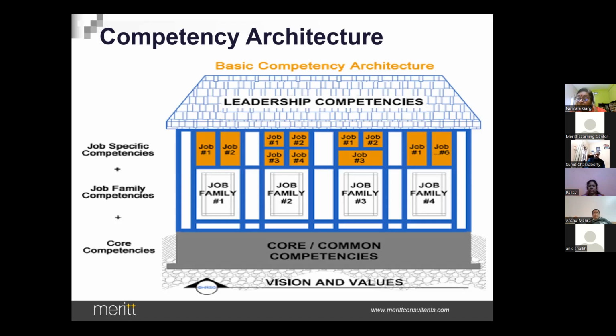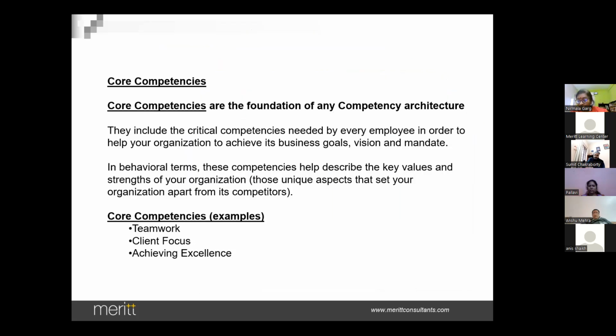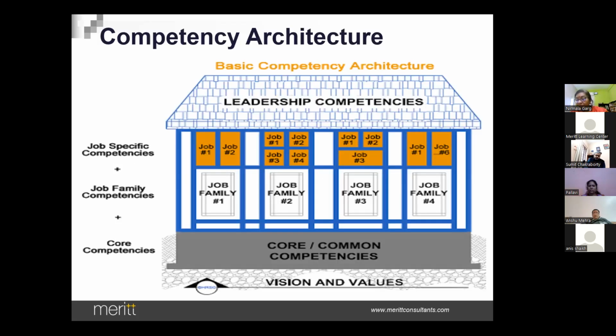Guys, job family is nothing but function. Okay? If you look at your HR books, HR is a job family. Finance is a job family. So every family or every function will have their own competencies. HR as such will have its own competencies. Finance will have its own competencies.